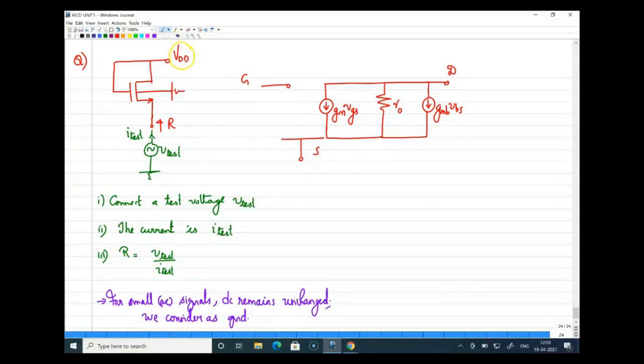I have to make suitable changes to this, because I should connect a test voltage here, which is Vtest, and this current is Itest. Second thing is drain and gate are shorted together, and both are connected to VDD. Now VDD is acting as ground, so this has to be grounded. Drain and gate are shorted together and grounded, so I can do the connection in this way also.